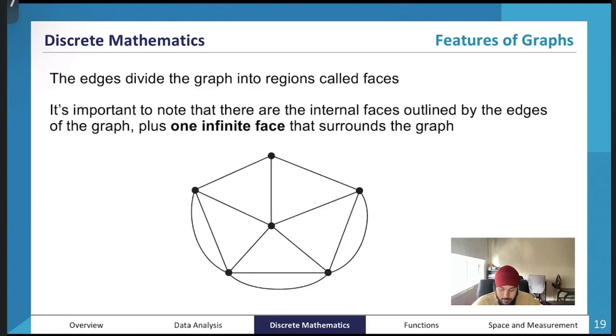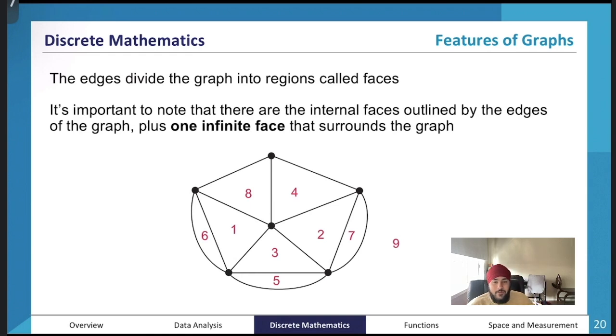Another terminology that you need to know is face. A face refers to essentially the enclosed regions between vertices and edges. Often you'll get questions asking you to work out the number of faces that a particular graph has. All you really need to do for these is go around the graph and look at the number of enclosed regions there are.